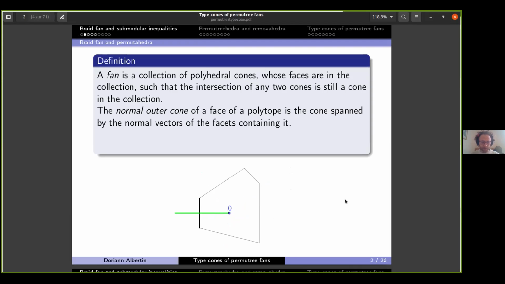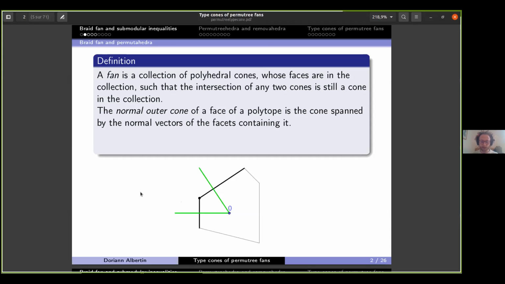Now, these are sometimes closely related to polytopes. Take, for instance, this gray pentagon, and take one of its facets. The normal outer cone associated to this facet is just the ray spanned by a normal vector of this facet. If you take a face that is not a facet of this polytope, say this vertex, then the normal outer cone associated to it is spanned by all the rays, all the normals to the facets containing this vertex.